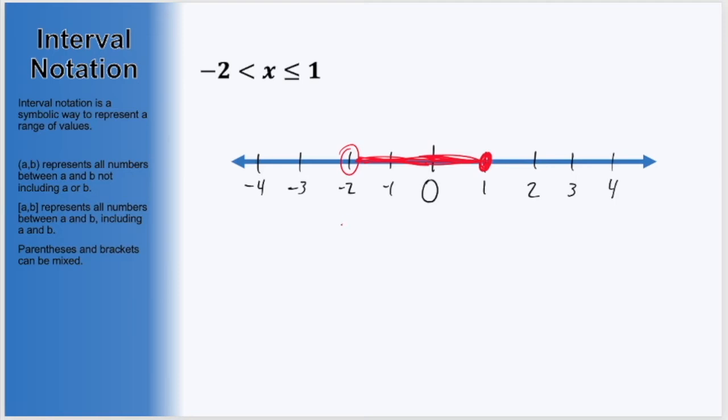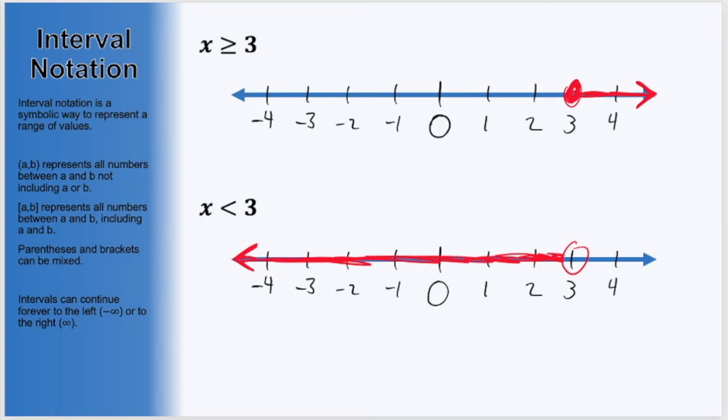We will start at our lower endpoint, which is this -2. The -2 is not included in our range of values, so it will get a parentheses. Then we will include every number up to our next endpoint, which is at 1. So our interval will end at 1. And because of the filled-in circle, that number is included in our interval, so it should get a bracket. And just like that, we have this range of values written in interval notation.